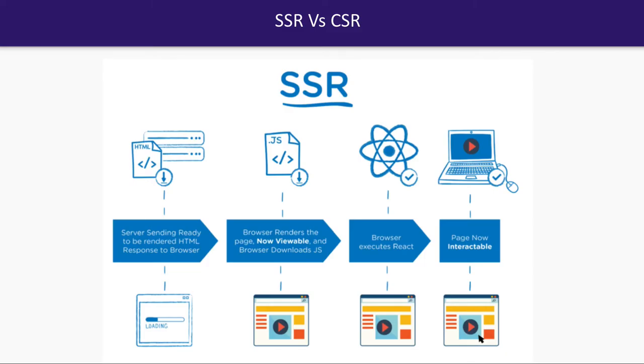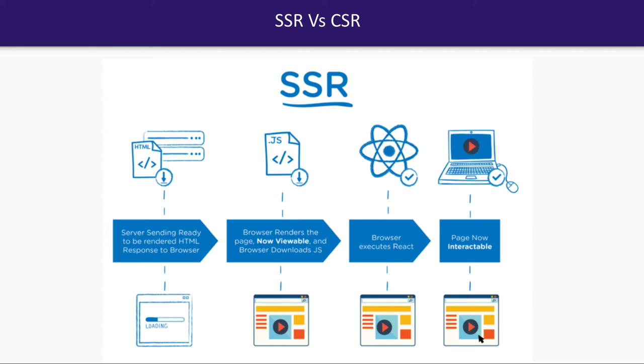So this is server-side rendering. What happens with server-side rendering is the server is sending a ready-to-be-rendered HTML page to the browser, okay? So it has all the required things which need to be rendered on the browser. And the browser renders the page directly, and then that page is directly viewable on the UI. JavaScript still needs to be downloaded and executed, so the browser downloads the JavaScript, okay? And then the browser executes React, and your page is now interactable, okay?